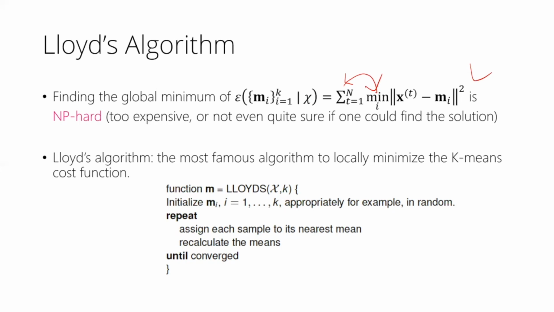Meaning that there's no known solution to solve this, but there is actually an algorithm called Lloyd's algorithm that is pretty effective in finding local minima of the error function defined over here. Okay, so what that means is it is not guaranteed that Lloyd's algorithm is going to give you the global minimum, but at least it is pretty effective in finding a local minimum of the solution.